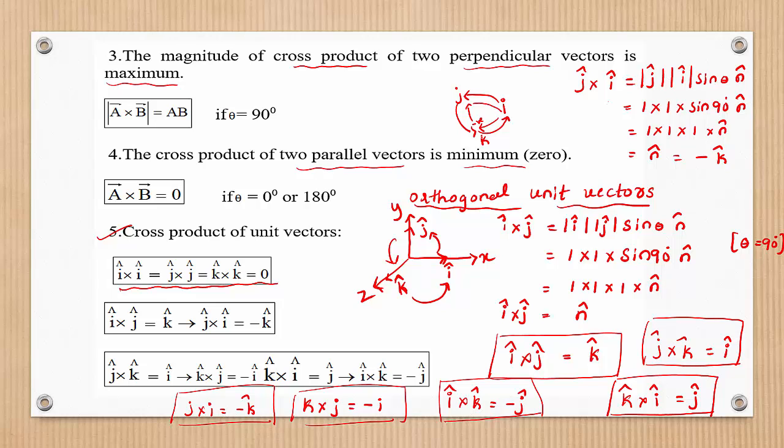So this is all about orthogonal unit vectors. You can observe this second box here. I cap cross j cap equal to k cap. So in the reverse order, j cross i gives minus k. Similarly here, j cross k equal to i, k cross j equal to minus i. Similarly, k cross i equal to j, i cross k equal to minus j. So this is all about the fifth property, that is orthogonal unit vectors.